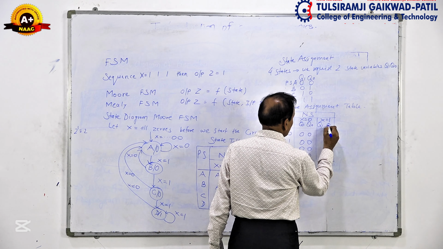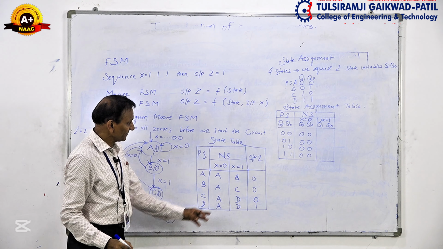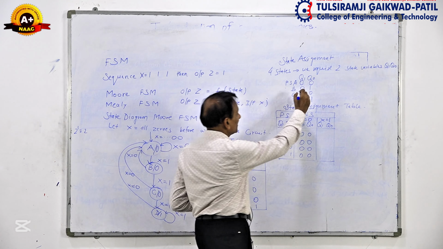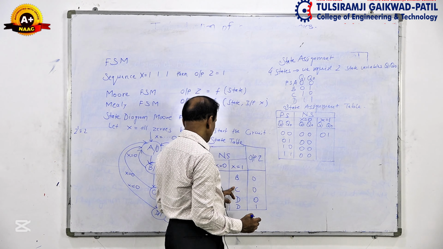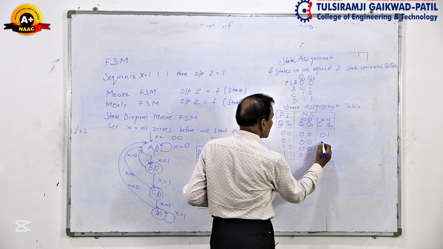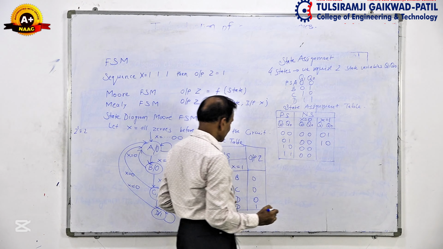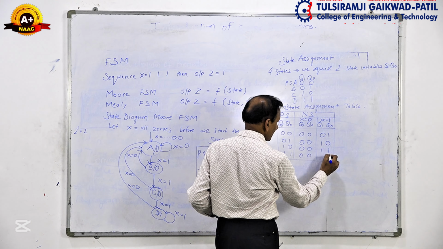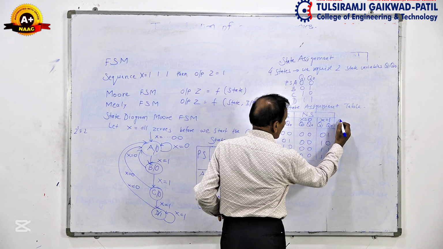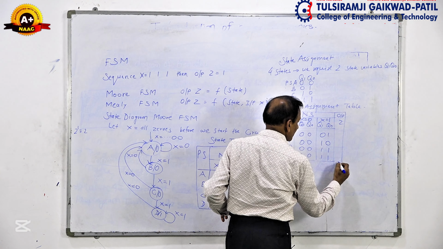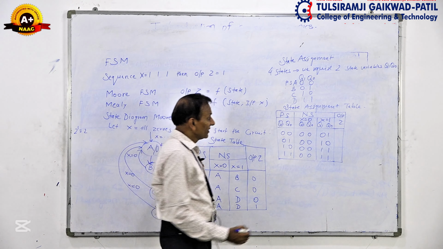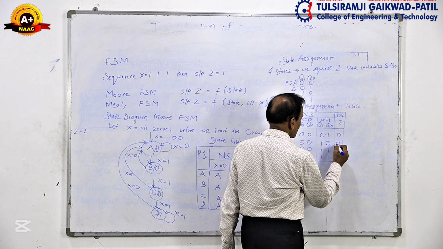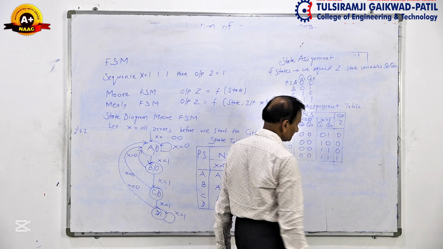And for x equal to 1, the next states will be, here it is B. B is represented by 0 1, so we'll write 0 1. C, next state is C for B. C is written as 1 0, it will be 1 0. Here next state is D. D is 1 1. And output Z we will write. Output Z is 0 0 0 1. So we'll write 0 0 0 1.